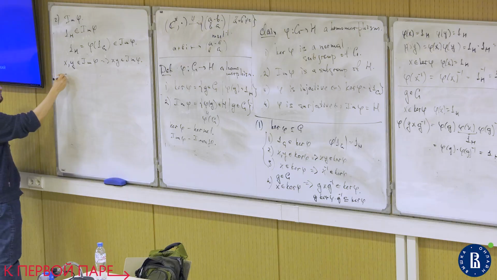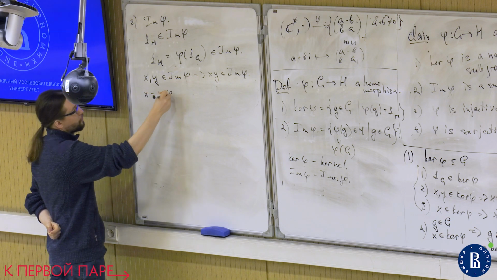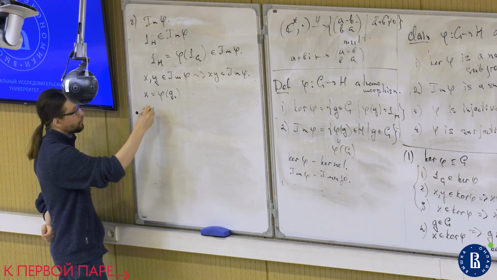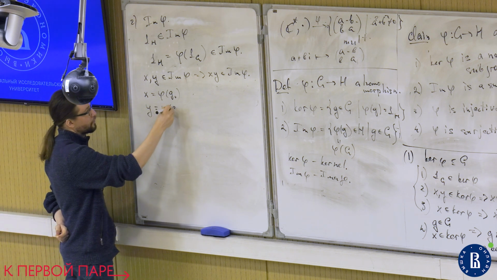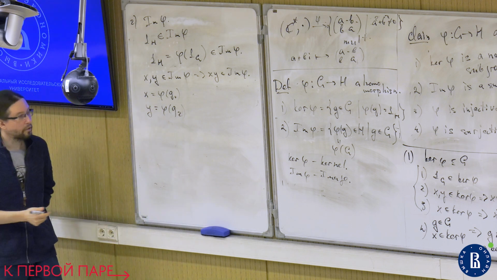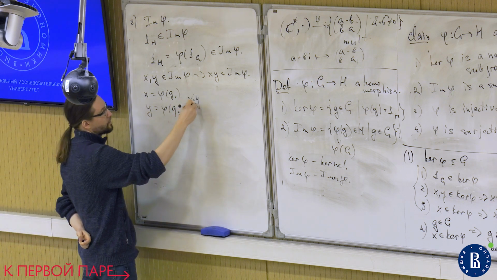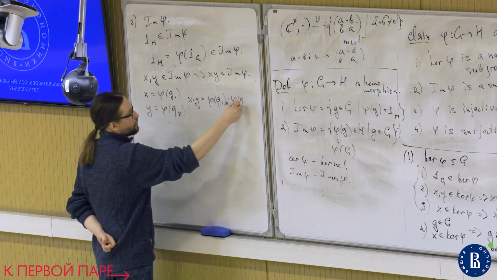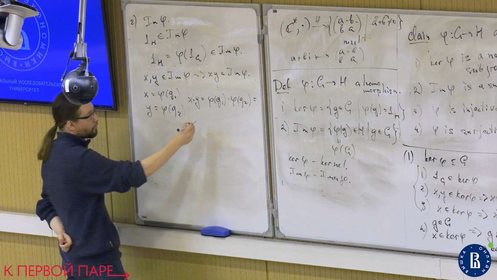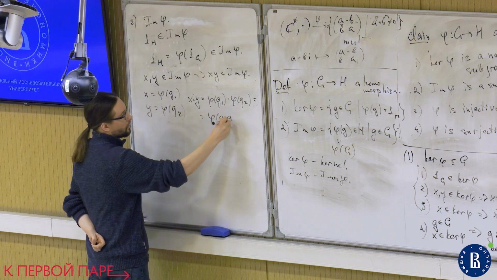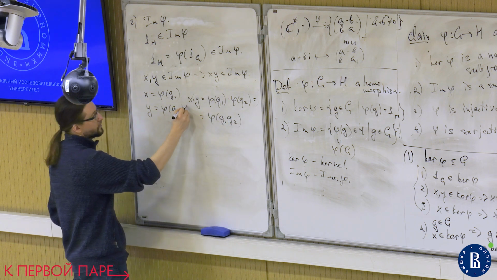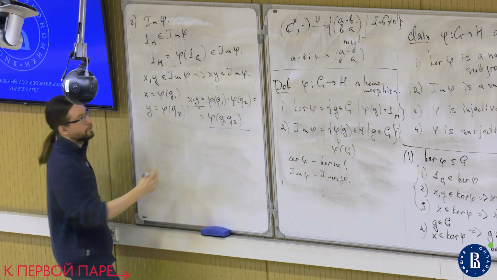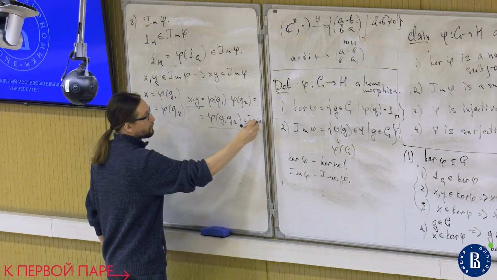But again, x is equal to phi of g1 because it's from the image, just by definition, and y can be presented as phi of g2 because it's in the image. So the product, x times y, is the same thing as phi of g1 times phi of g2, and since phi is a homomorphism, we can rewrite it in this form. So as you can see, the product is also rewritten as phi of something. So it's in the image of phi.